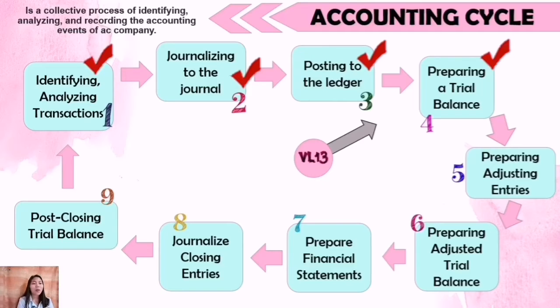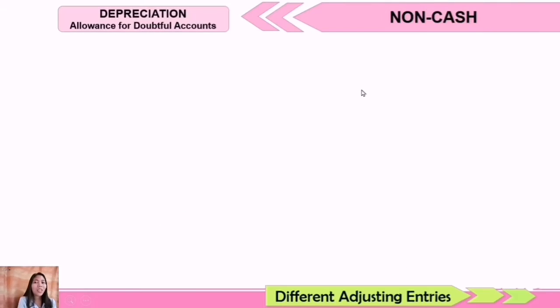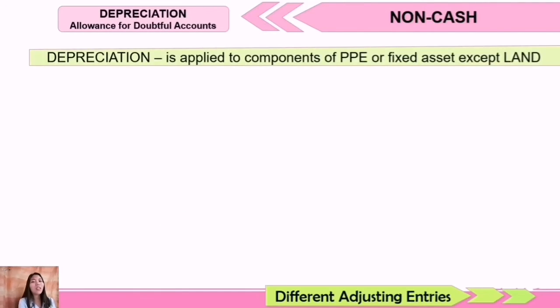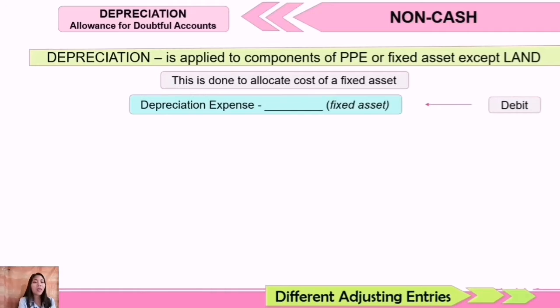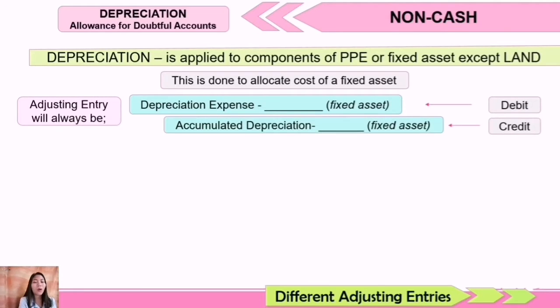Step 5. Preparing adjusting entries. Now, for the non-cash, it involves depreciation. Depreciation is applied to components of PPE or fixed assets except land. This is done to allocate the cost of a fixed asset. The common entry will always be debit depreciation expense and then credit accumulated depreciation. Then just indicate what type of fixed asset it is.